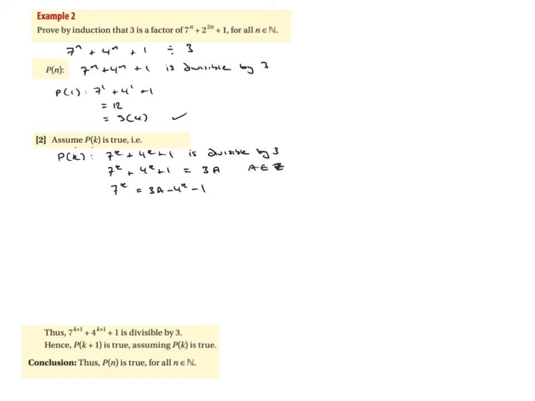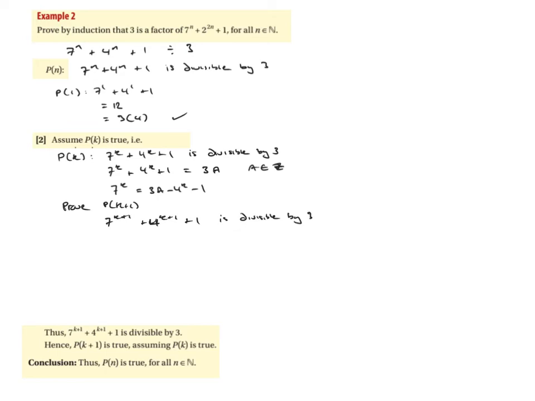We now need to prove the P(k plus 1) bit. So wherever we see a k in the original, we are going to put a k plus 1, and we're going to assume again that that's going to be divisible by 3. So we've got 7 to the k plus 1 plus 4 to the k plus 1 plus 1 is divisible by 3.